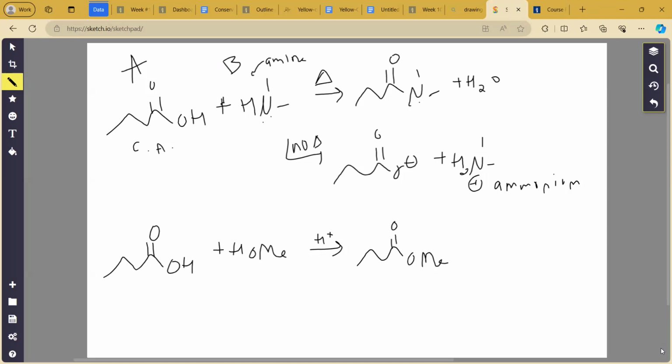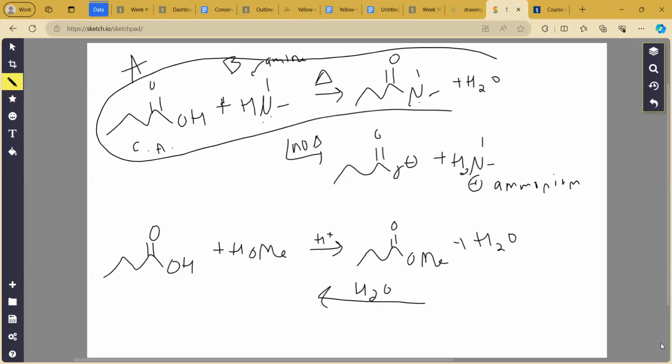So if you remember, if you add these two together, you make an ester and water. But if you add a bunch of water, you can reverse it. And so with this one up here, it's important to remember that if you add heat and this becomes an amide, then you can use water and acid to reverse it.